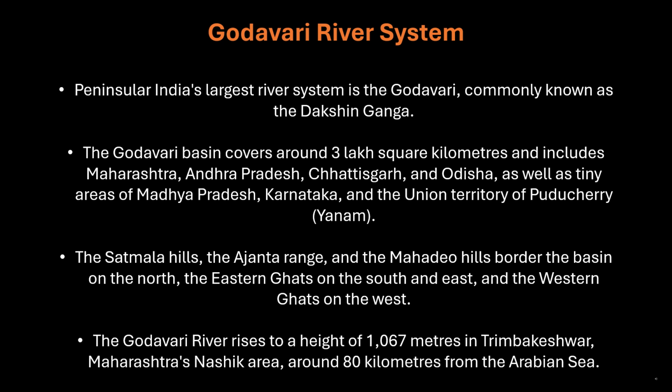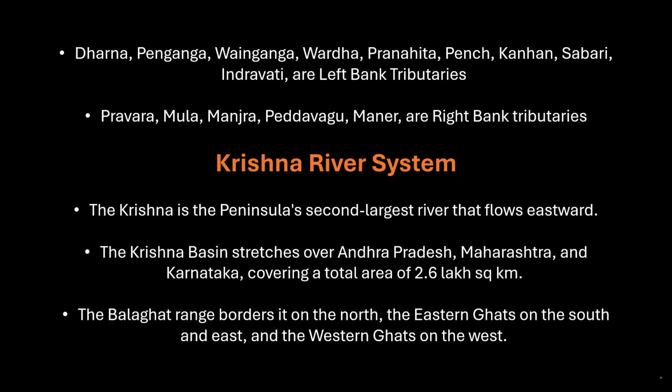The Godavari River rises at a height of 1,067 meters in Trimbakeshwar, Maharashtra's Nashik area, around 80 kilometers from the Arabian Sea. Darna, Penaganga, Wainganga, Wardha, Pranahita, Pench, Kanhan, Sabari, and Indravati are left-bank tributaries. Pravara, Mula, Manjra, Peddavagu, and Maner are right-bank tributaries.